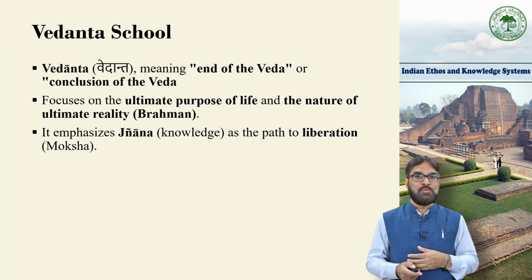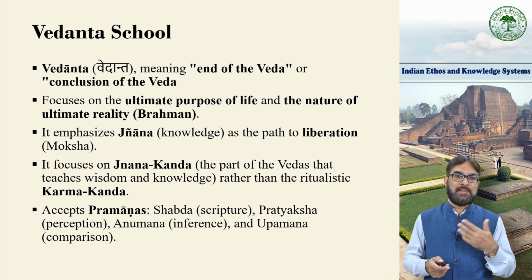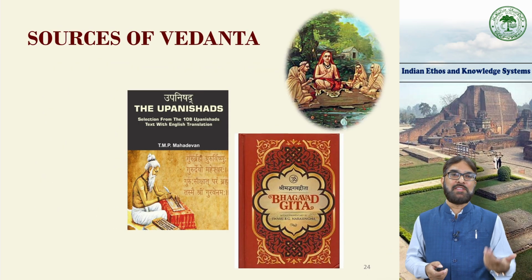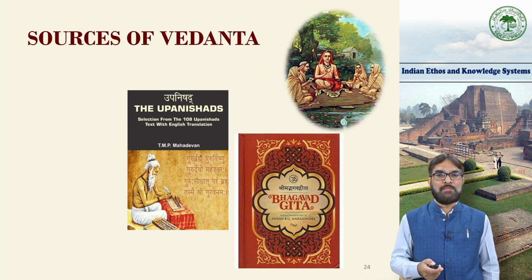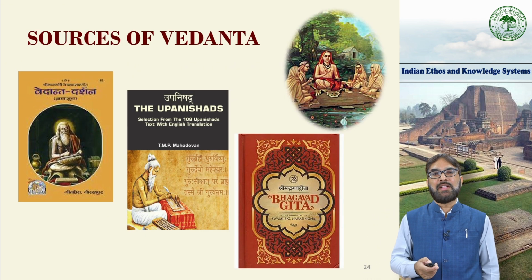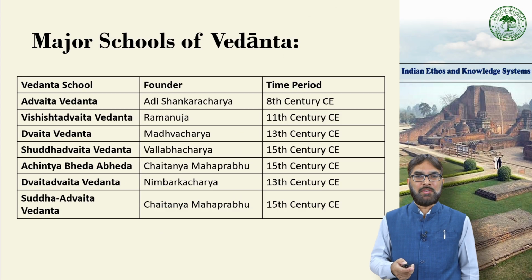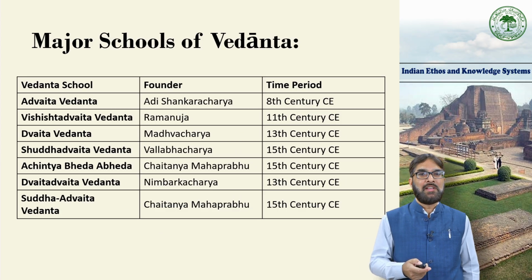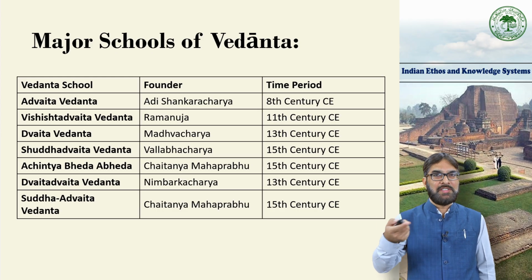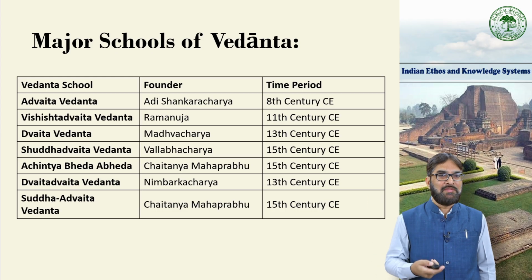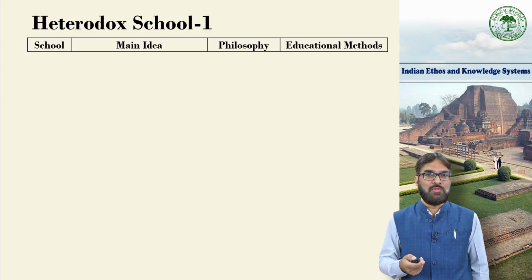Now the Vedanta schools talk about the Gyan Kand or the Pramanas and so on. So these are the sources of Vedanta: Upanishads, Bhagavad Gita, and then Vedanta Darshan. So here we just end. Then further the Vedanta school gave birth to sub-schools. We will discuss in some other lecture. Advait Vedanta, Vishishtadvait Vedanta, and so on.